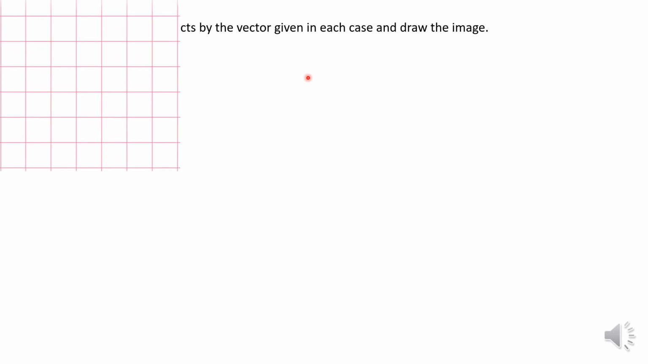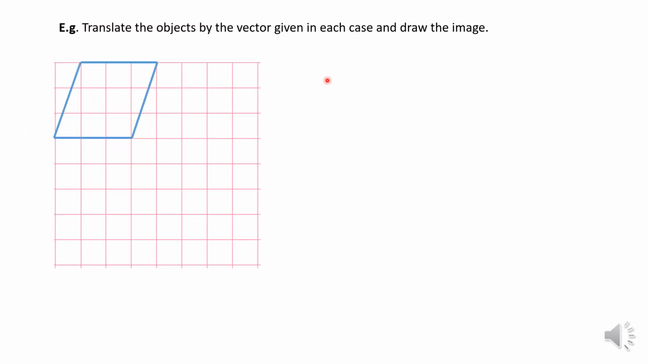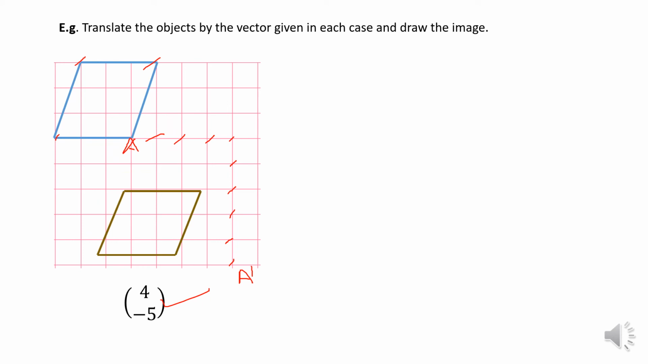So here you are supposed to translate the object by the vector given. So here's the vector 4, -5. So that means you go 4 units to the right. You can choose any particular point. Let's say this particular point here, and I want to move it by this particular vector. So it's going to be 1, 2, 3, 4. And because it's negative, I'm going to go down 1, 2, 3, 4, 5. So this is where my A will be, and you do the same for all of those points. All right, eventually you should see that it ends up somewhere down there.